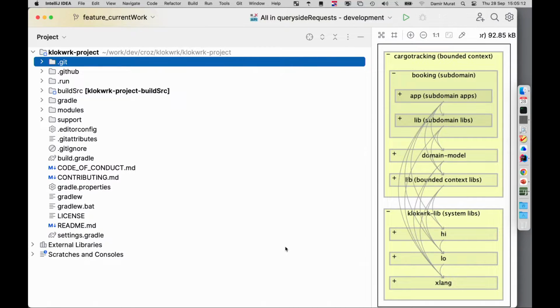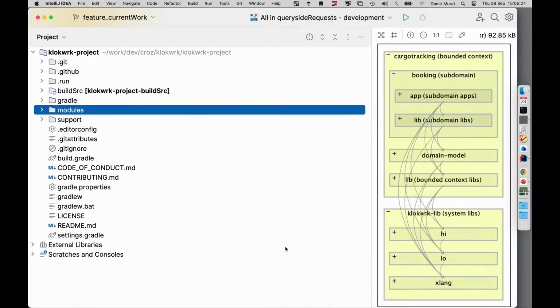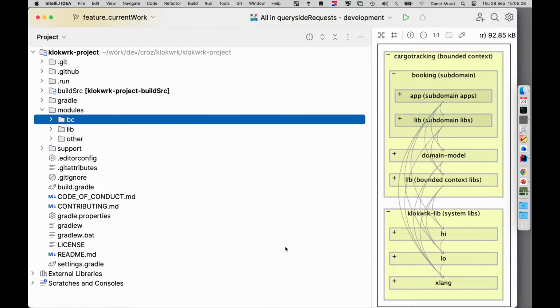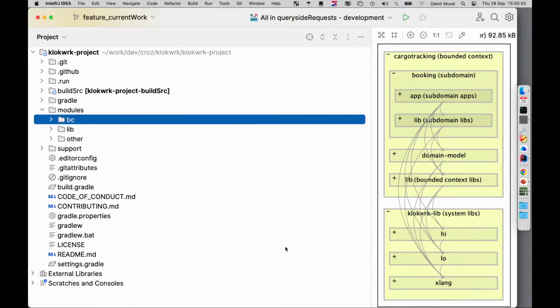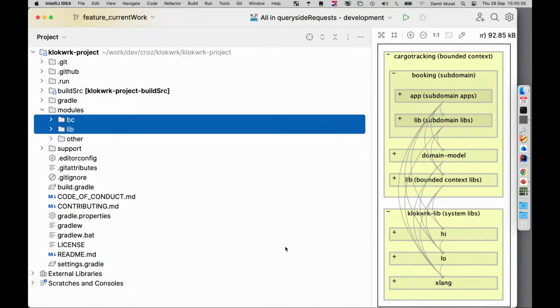And we will look how strategic structure at the physical level stands with that desired direction of dependencies and abstractions. Okay, I'll start exploring the structure at the modules directory, and I will completely ignore that other directory. It is not relevant for the moment. So I'm selecting the BC and lib directory. And now it is on the right.